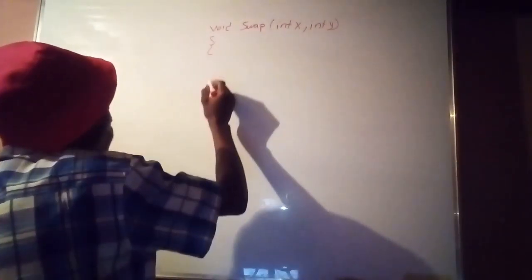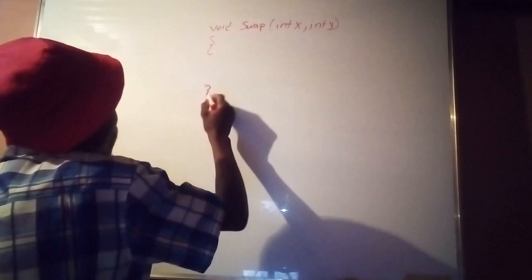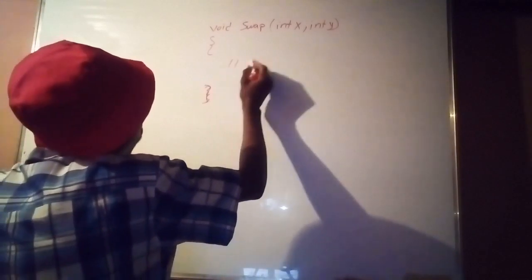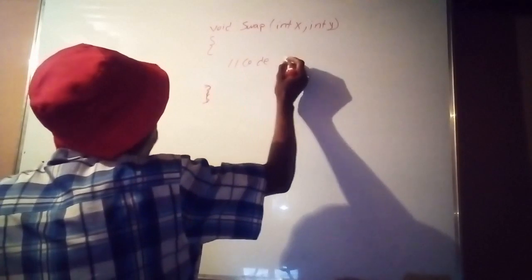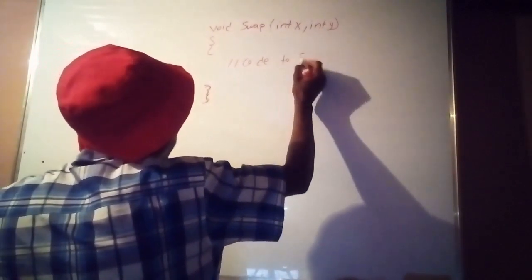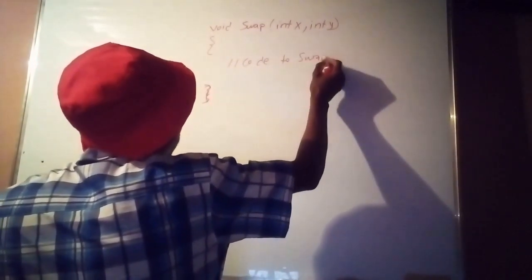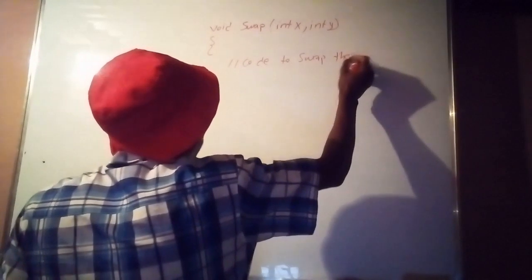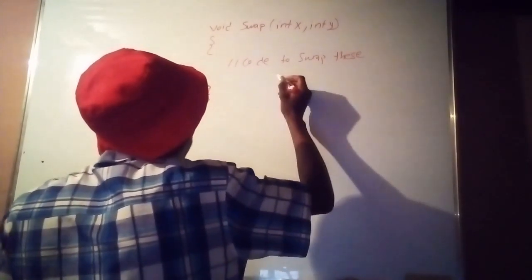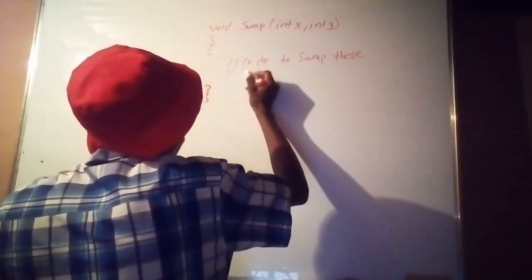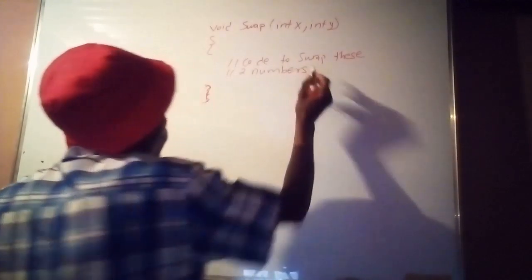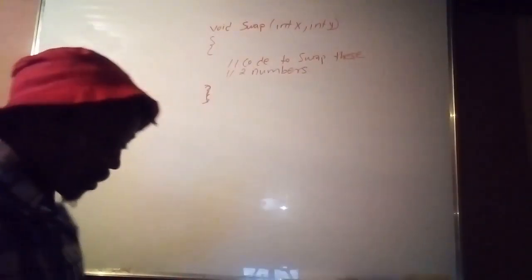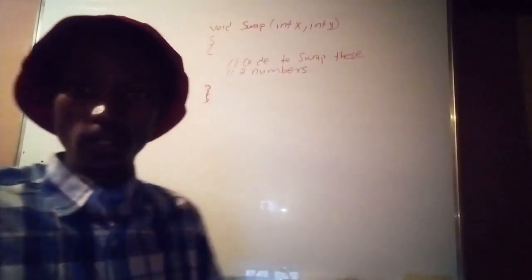Cool. So here inside, then we can write a code to swap those two numbers. These two values. Cool. This is not the method to swap two numbers.